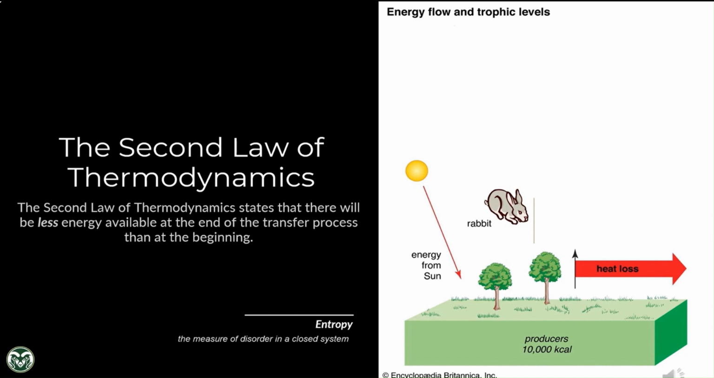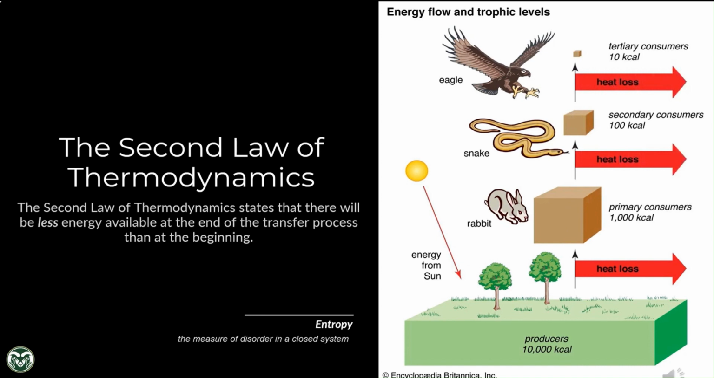A lot of this energy is lost during metabolic processes performed by the organism that was eaten. Therefore, much less energy is available for the organisms in higher trophic levels. The lower the available energy, the fewer organisms can be supported. This is why there are more producers than consumers in an ecosystem.